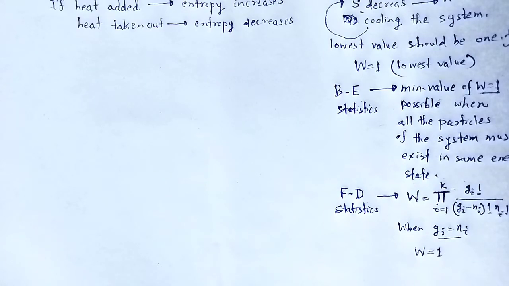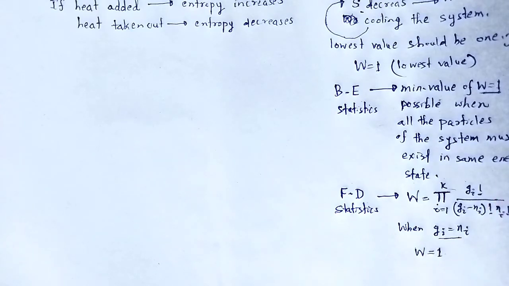We can study the concept of Bose-Einstein statistics and Fermi-Dirac statistics elaborately in statistical mechanics, but here it is just a concept to understand the third law of thermodynamics. Here W should be 1 when gi is equal to ni, which is the minimum value of W, and hence we cannot cool the system further. That is the required expression or minimum value for cooling. Further cooling is not possible.